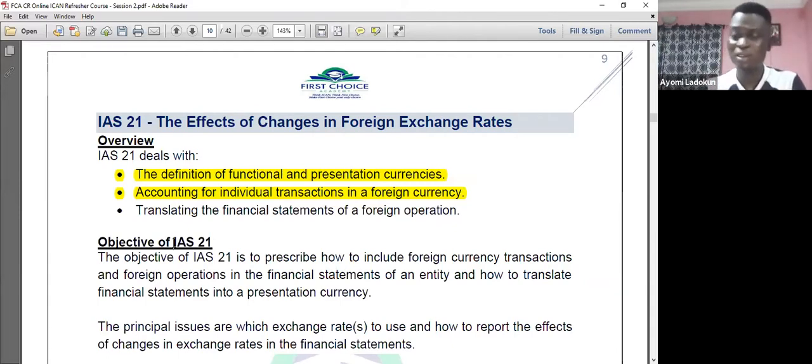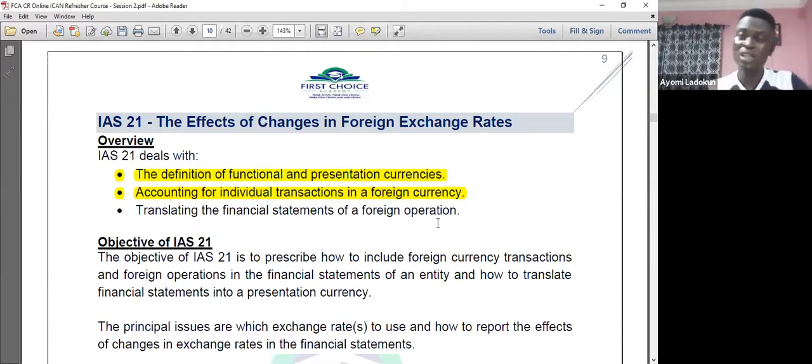Now, let's take a look. What is a functional currency? And of course, what is presentation currency? Functional currency is the currency of the primary economic environment in which an entity operates. So that's what we call functional currency. Presentation currency is the currency in which financial statements are presented.